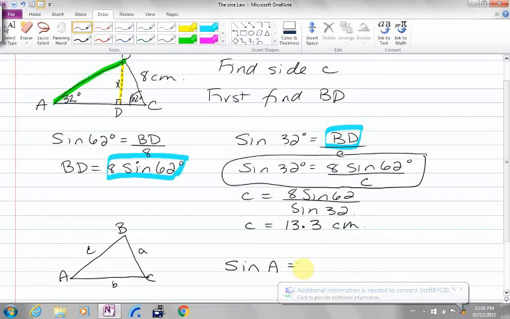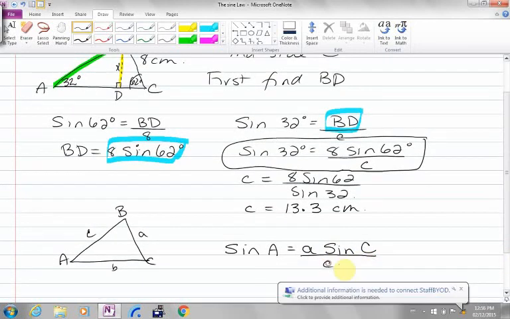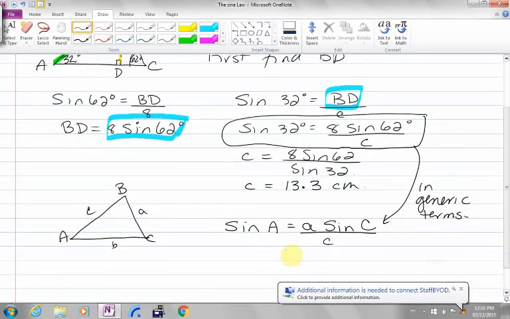Now 8 represents what? Side A, so that's lowercase a. And side 62 is what angle? C, divided by C. So that's this in generic terms. In other words, for any angle and any side length in that triangle. Now, I'm just going to clean this up a little bit, and we're going to have the sine law.